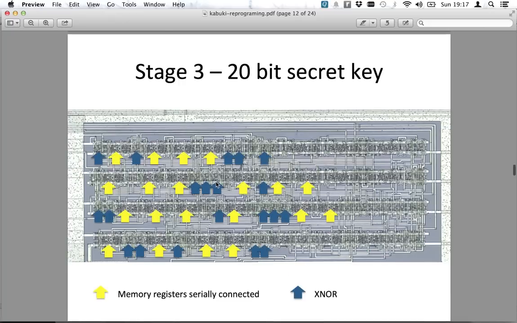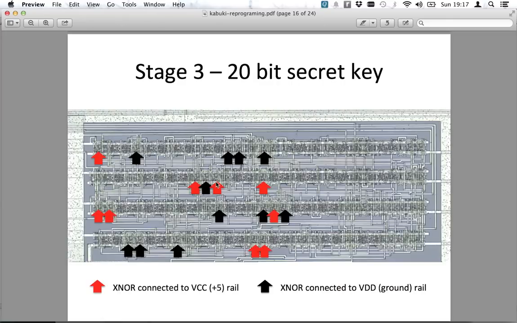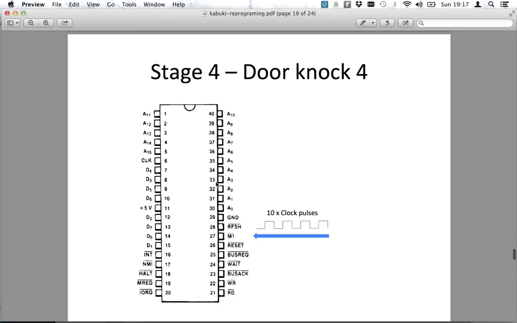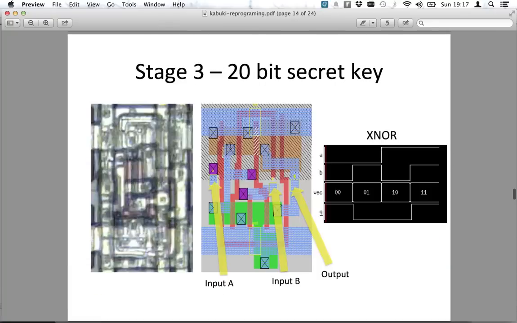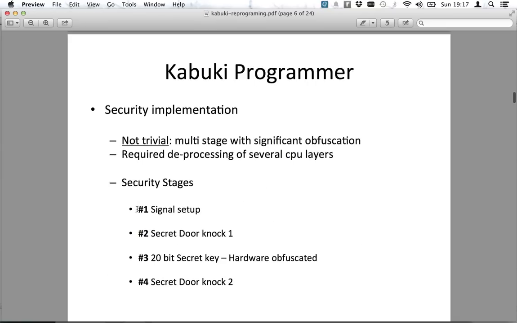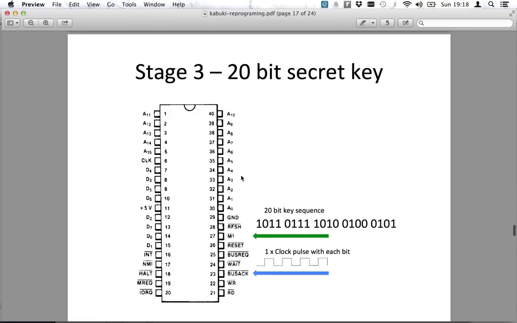And I guess that's it, guys. I could go into many details as to the making of this reverse engineering and many other comments, but I guess this is the most important thing, right? We've gone through the different stages of reprogramming the CPU. Remember, there is a setup and there's a secret door knock that we need to do, followed by the 20-bit secret key, and followed by the last door knock before we continue with the reprogramming.